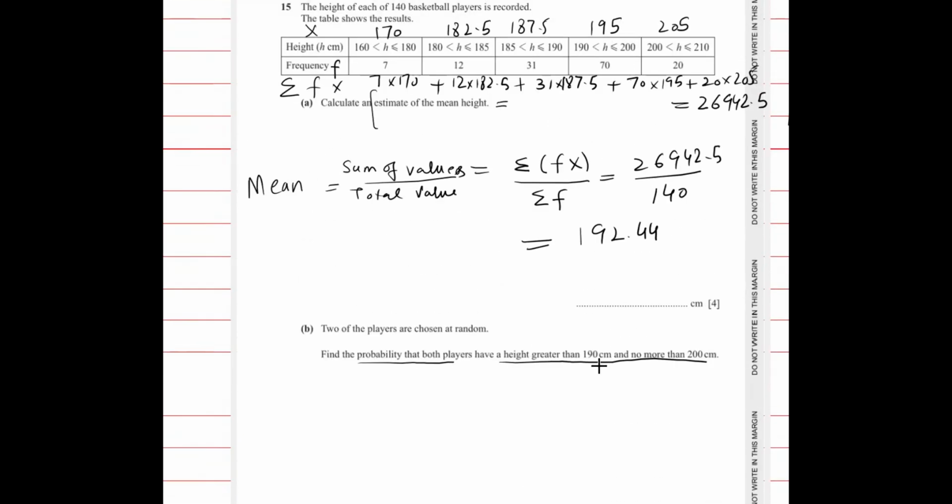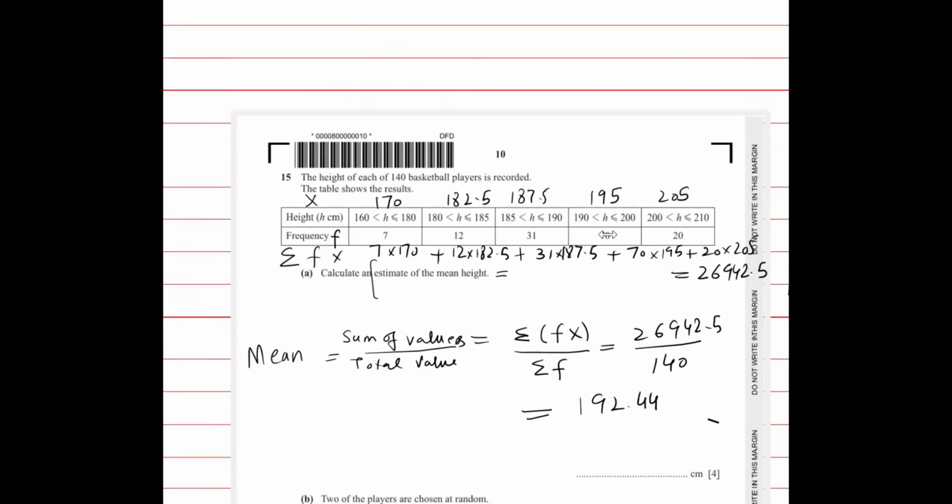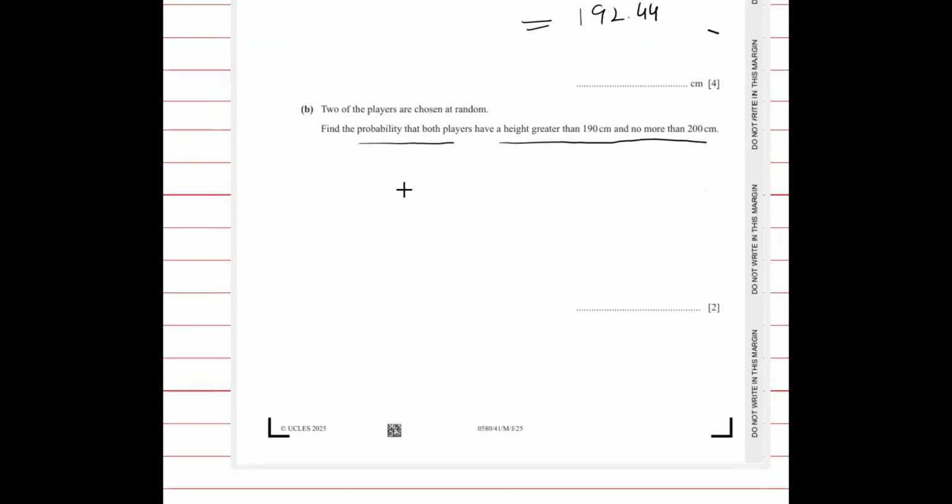Look here, the number of players who have height 190 to 200. These are 70 players out of 140 players. We have to select two players, and the probability of the first basketball player will be equal to 70 out of 140. Next, we will select the second player.